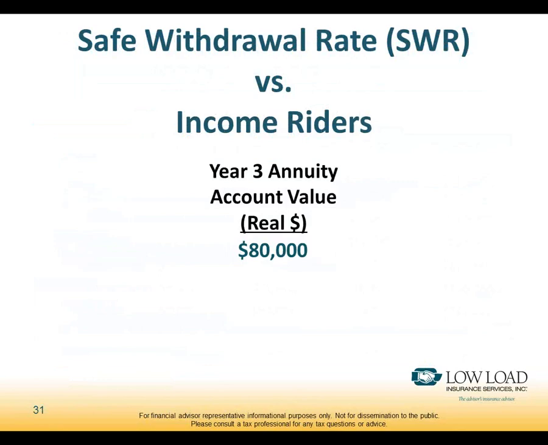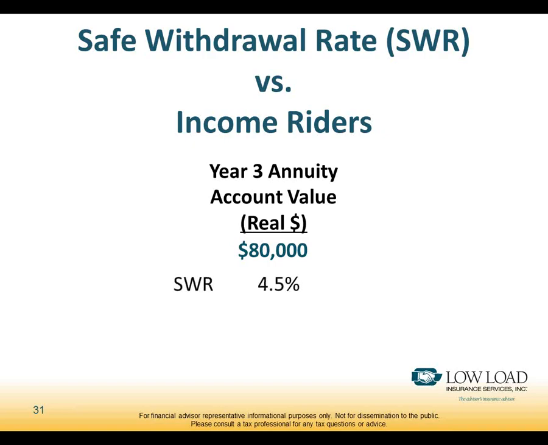The safe withdrawal rate versus income riders. As financial advisors, I know most advisors do not like annuities, and I fully understand that. But I just want to go through an example here. In year 3, in our example, our account value is reduced down to $80,000. Now, if the client was invested in similar investments that were inside that annuity, their account value would have moved up and down very similar to what the annuity did. Now, it would have been a little higher than $80,000 because we don't have the fees of some of the annuities going with it, but it still would have been lower. To keep things simple, I'm just going to stick with the $80,000 because that's what we've kind of talked about.